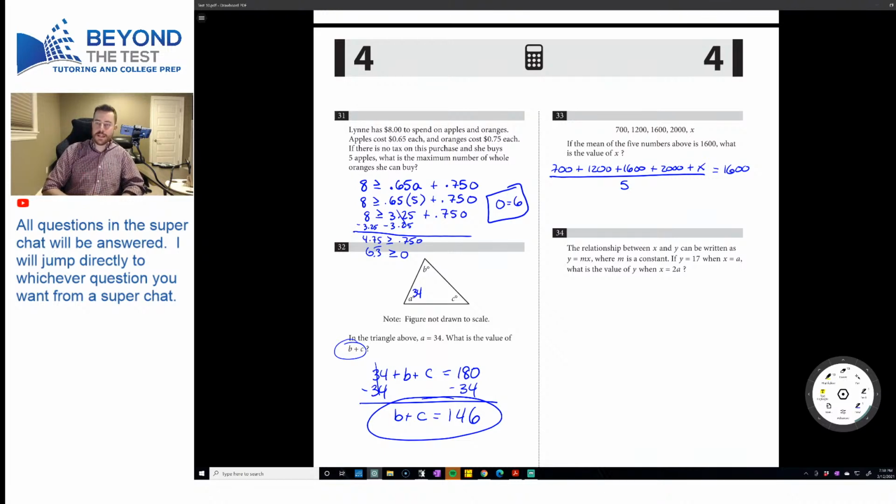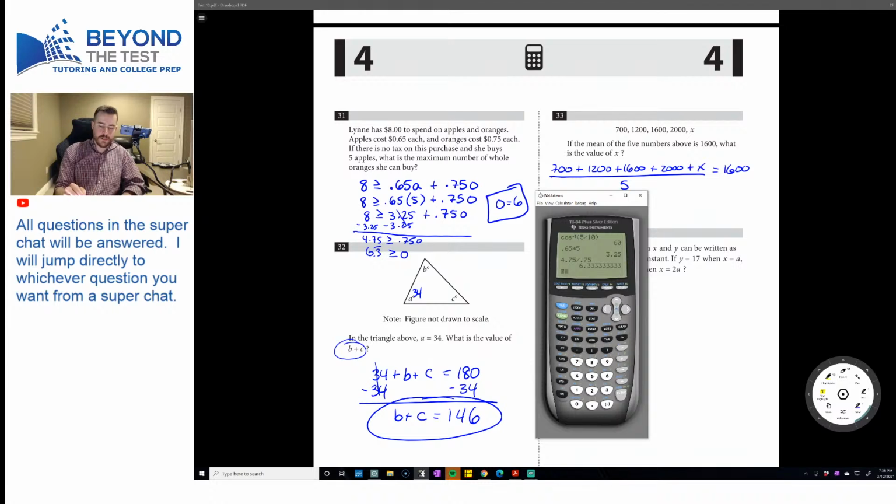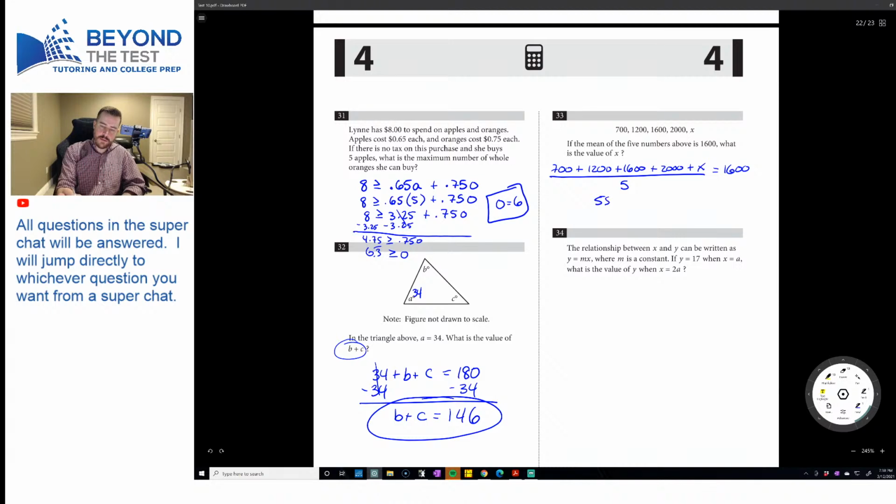Okay, so let's go ahead and solve this here. First off, why don't we just add up all of these numbers. And again, if you want, you have a calculator, so you can just put these in. 700 plus 1200 plus 1600. I know some people aren't very good at mental math, so if you struggle with that, just do it like this. You don't have to be doing everything mentally. Okay, so we get 5500 here. So we get 5500 plus whatever x is, divided by 5, equals 1600.